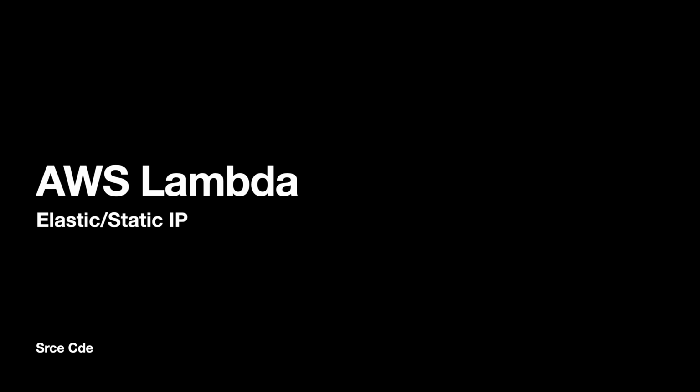In this video tutorial, we will go through how to assign an elastic IP to the Lambda function. At a high level, we want to make sure that each outgoing request from the Lambda function has the same IP address or same origin. Now you might ask why we need such a setup. So let's try to understand that.